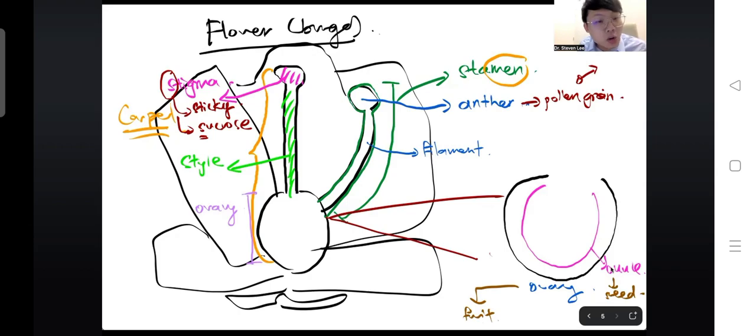So to make your life simple, usually in your exam they will draw only one ovule. But you need to remember this, a very important point: it depends on the type of fruit. For example, if today we talk about mango, how many seeds does the mango have? Only one, right? So this is a fruit like mango.